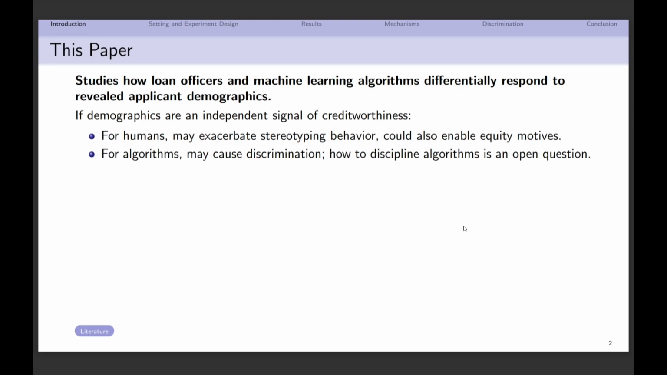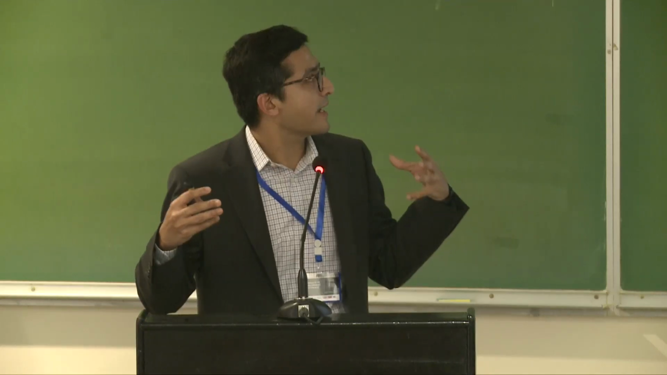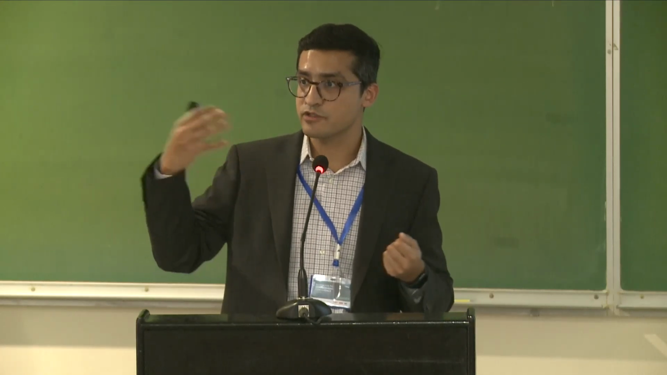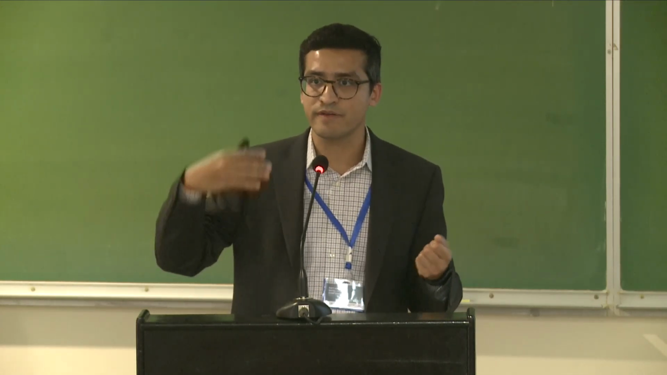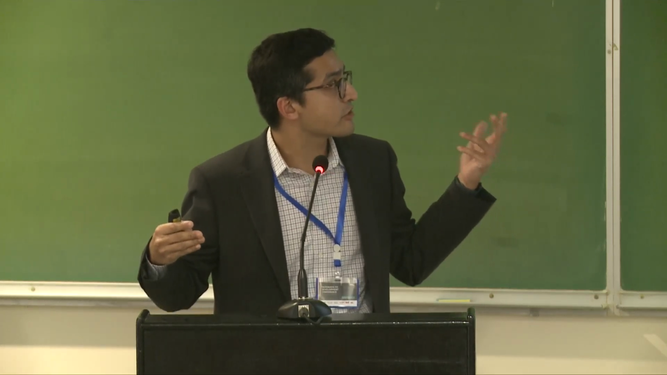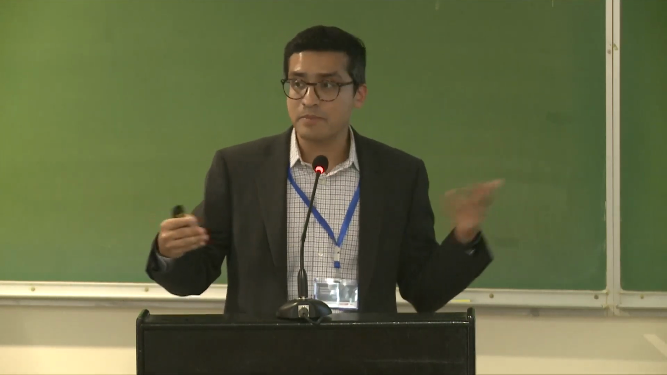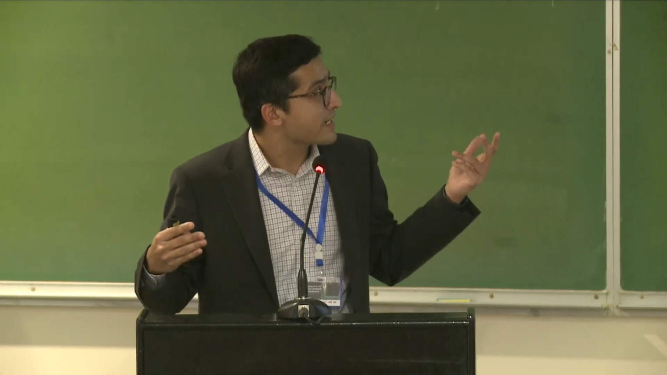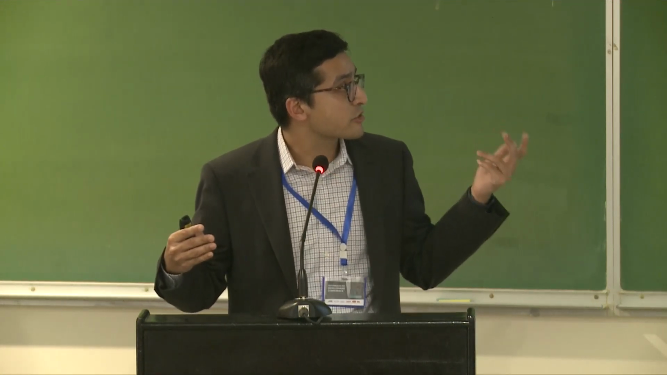Specifically, I study how loan officers and machine learning algorithms differentially respond to revealed applicant demographics. So just taking a step back, suppose that demographics provide an independent signal of creditworthiness. By that I mean because of structural reasons, if I am left-handed or if I wear glasses or whatever the case may be, I'm more likely to have certain outcomes. Then for humans, that may exacerbate stereotyping behavior, but may also enable equity motives if I have an incentive to be more equitable towards a group that I perceive to be marginalized. And on the algorithm side, that may cause discrimination.